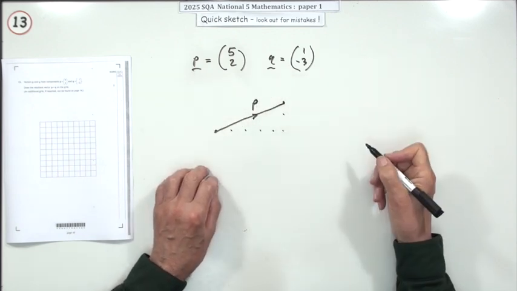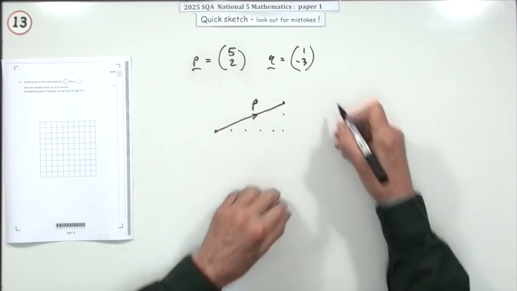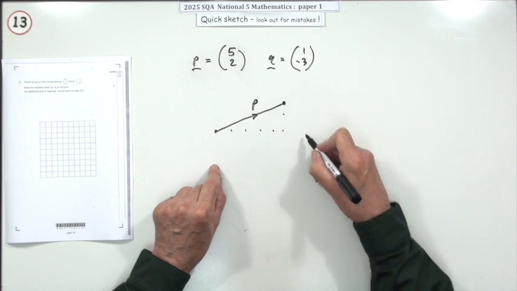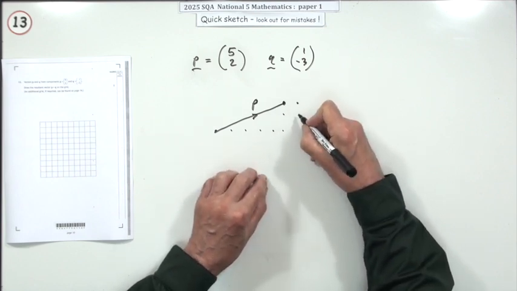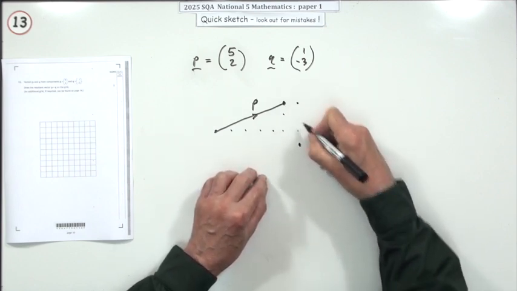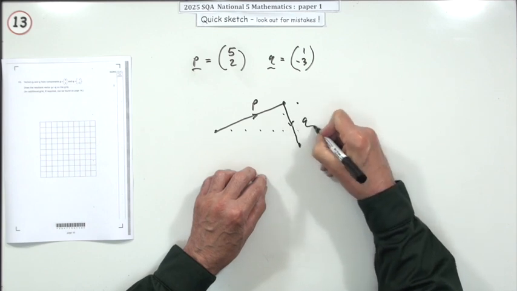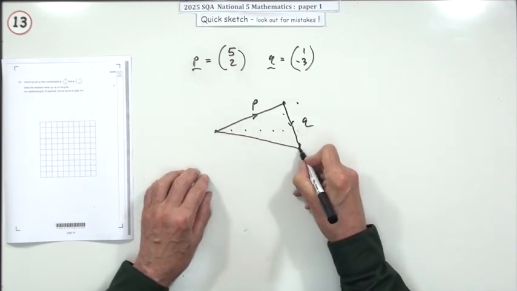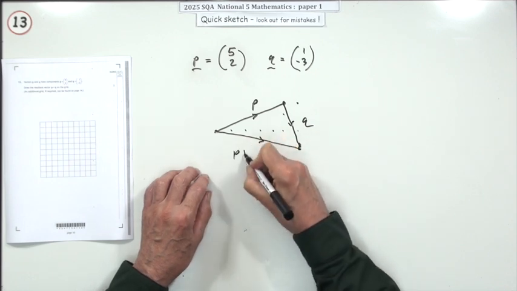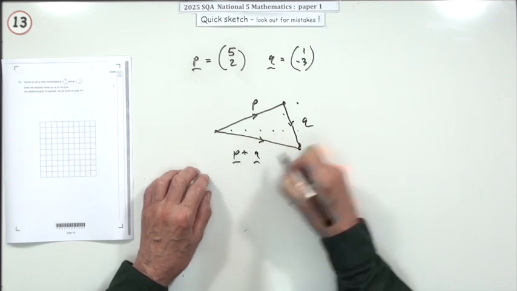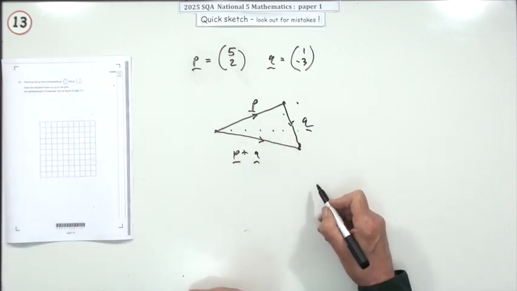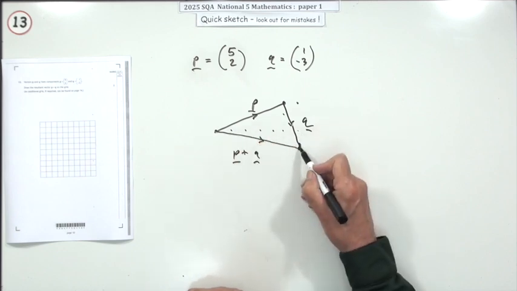There's vector p. Q would go 1 along from where it ends, because if you want to add them together, they follow one after the other. That would go 1 along, but 1, 2, 3 down. So there's Q. And the resultant just goes from where you start to where you finish. That would be P plus Q. And it doesn't say anything about giving the components of it, it just wants the drawing, which would be 6 along and 1 down.